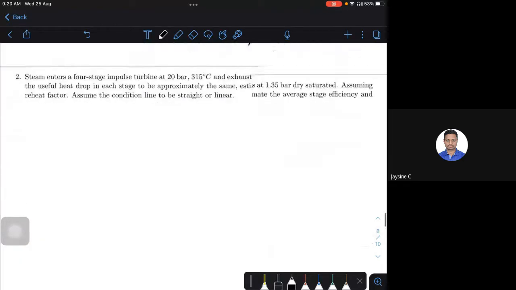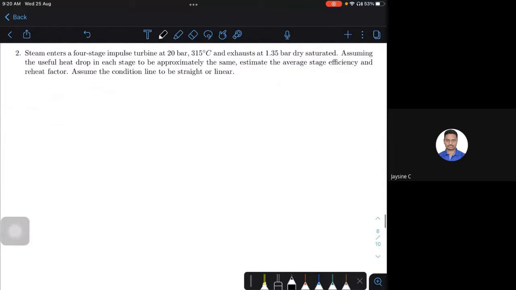Okay, let's look into one more simple problem. Steam enters a four-stage impulse turbine at 20 bar, 315 degrees Celsius and exhausts at 1.35 bar dry saturated. Assuming the useful heat drop in each stage to be approximately the same, estimate the average stage efficiency and reheat factor. Assume the condition line to be linear, a straight line. That's the meaning of it.